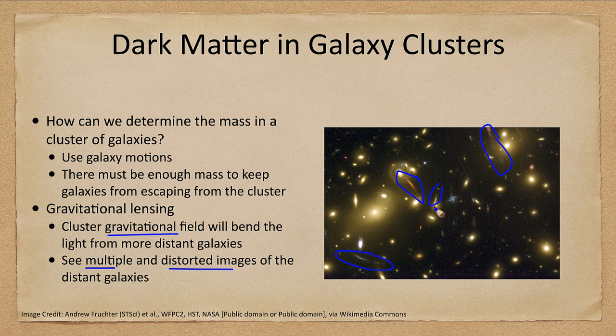Now, the amount of bending depends on the mass of the cluster. So we can use how much bending there is to figure out how much material must be present to account for that bending. And there is far more than what we can see in the mass of the galaxies themselves. So while there is dark matter within galaxies, there is even far more within the clusters of galaxies that we see. And that's a lot of material that's of a type that we cannot understand.